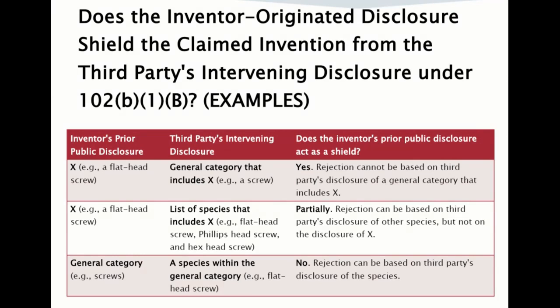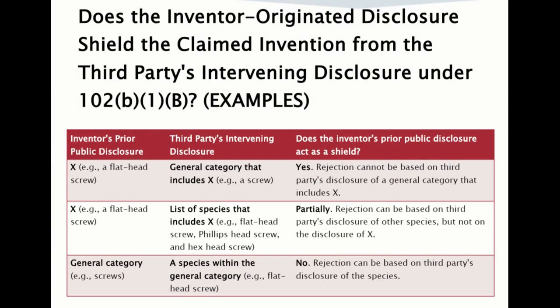If an inventor makes a disclosure of subject matter, for example, a flathead screw, as in the first entry on this table, then a third party's later grace period disclosure of a general category that includes the subject matter, for example, a screw, cannot be used as prior art. In other words, the inventor's disclosure is effective as a shield against the third party's grace period disclosure, which might otherwise be prior art. In this circumstance, we conclude that the inventor has previously disclosed the subject matter of the third party's grace period disclosure.